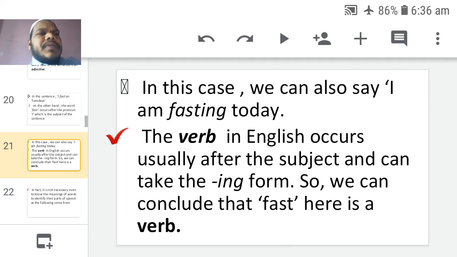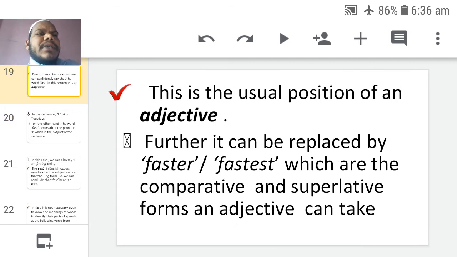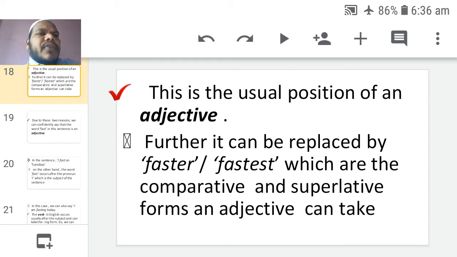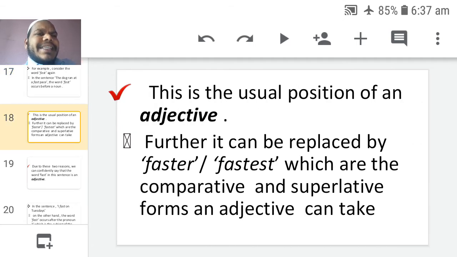Look here. As the word comes after the subject and takes the -ing form, by that we can say that the word "fast" in the second sentence is a verb. Whereas in the first sentence, the word "fast" comes after "a" and before a noun and takes -est, by that they are saying that it's an adjective.